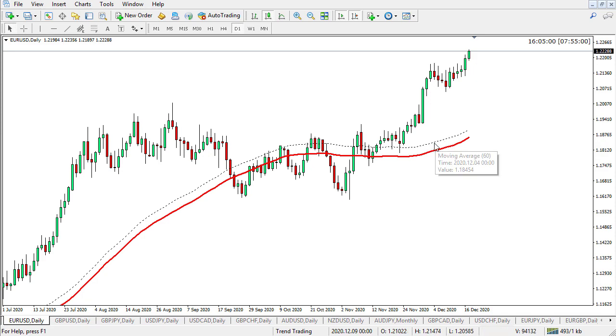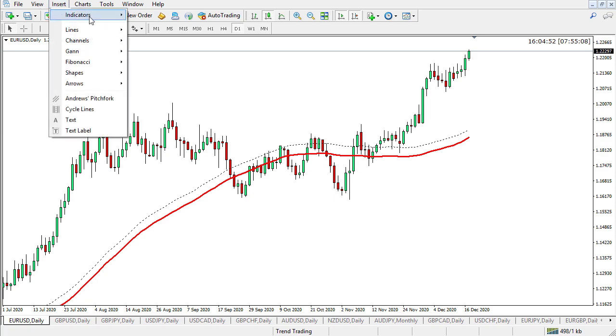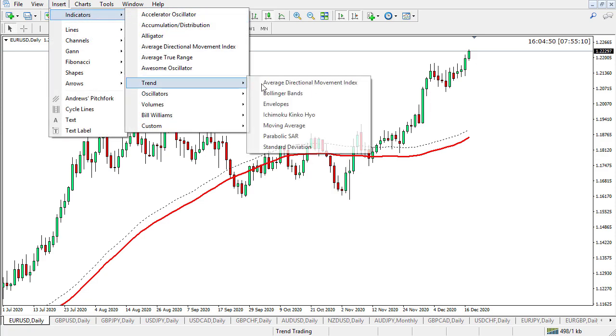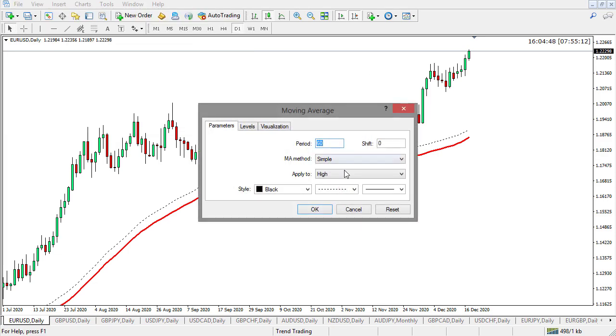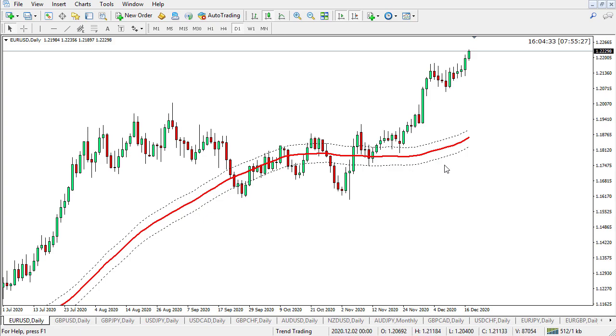So this is the 60 period simple moving average applied to prices high. We're going to do the same thing again. Select insert, indicators, trend, and moving average. This time around, it's still the simple moving average, but we're going to be selecting prices low, and we're going to leave the settings as is. So this dotted line is going to look like a dotted line again. Click on the OK button, and we have our 360 period simple moving averages on our price chart.